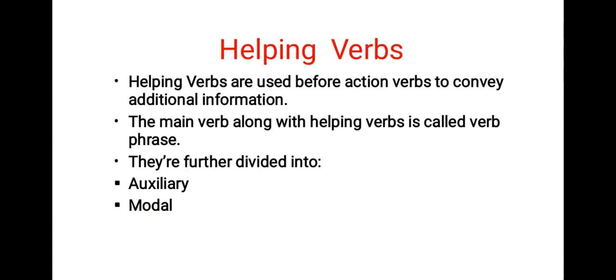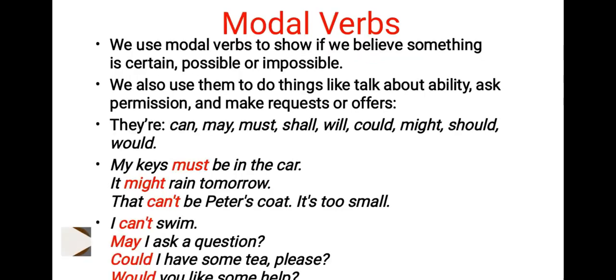Helping verbs. Helping verbs are used before the action verbs to convey additional information. The main verb along with helping verbs is called a verb phrase. They are further divided into auxiliary and modal. We have already discussed the auxiliary verbs. Now coming toward the modal verbs. We use modal verbs to show if we believe something is certain, possible or impossible. So they mostly show the possibility of a thing. We also use them to talk about ability, ask permission and make requests or offers.